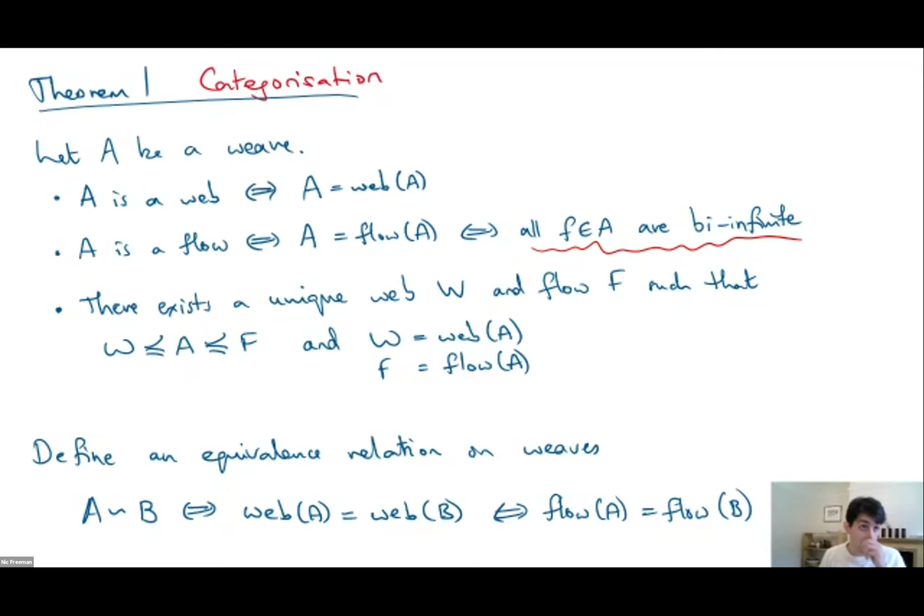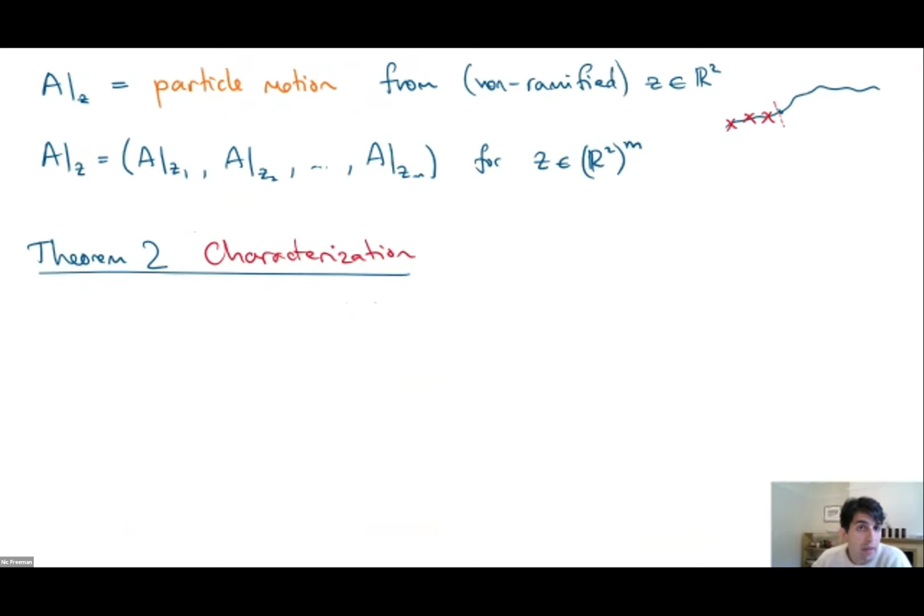That's a bit of geometry that we might not have expected sitting inside our space of weaves. So the next thing I want to think about is how we characterize a weave in a way that we can properly interact with it. And I'm going to do that using particle motions. So I need to define what I mean by a particle motion.